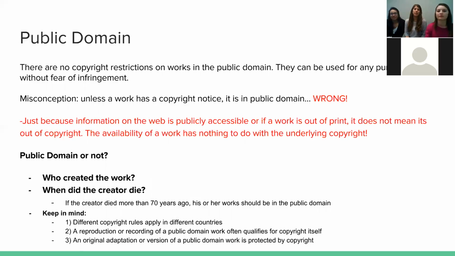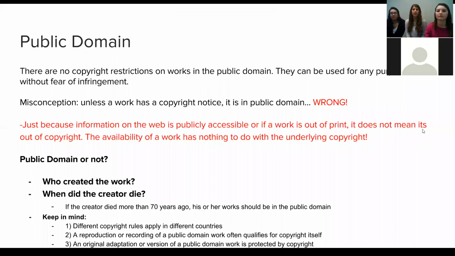Public domain is when there are no copyright restrictions on the work, so you can use it for any purpose without infringement or permission. There are common misconceptions, though. One is that people think unless a work has a copyright notice, it is in the public domain, but that is wrong. Just because information on the web is publicly accessible, or a work is out of print, does not mean it's out of copyright. The availability of a work has nothing to do with the underlying copyright.